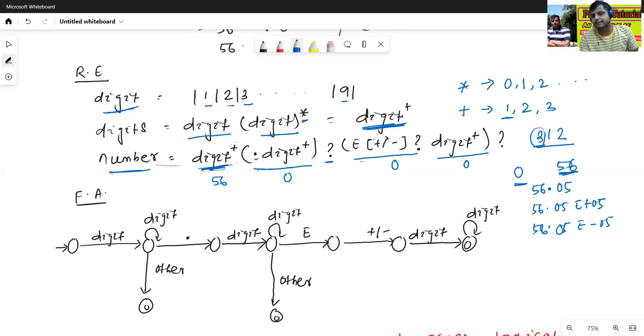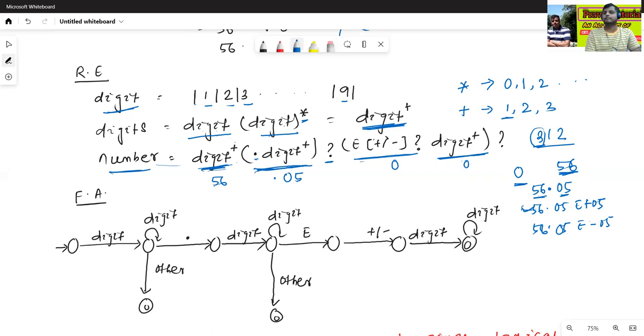Suppose I want to create 56.05. How do we get it? See here, 56, then 05 means I take one occurrence from this part, let this one be 05. Then I have to take zero occurrence from this other part. Okay.